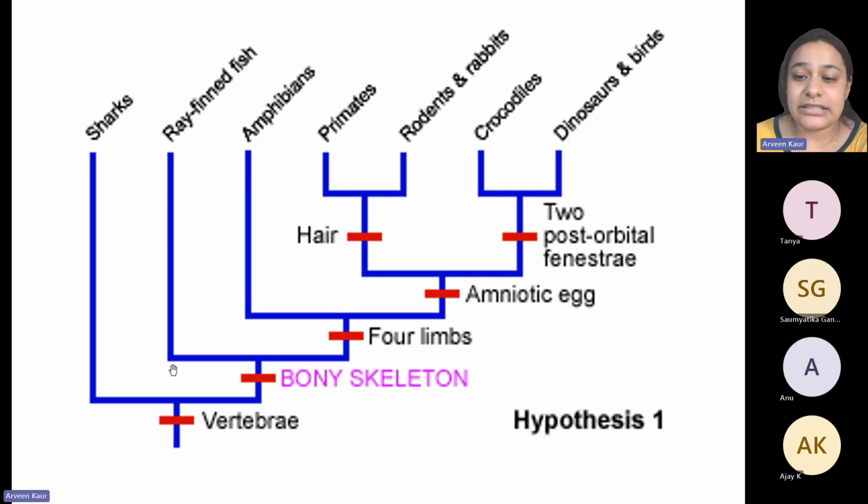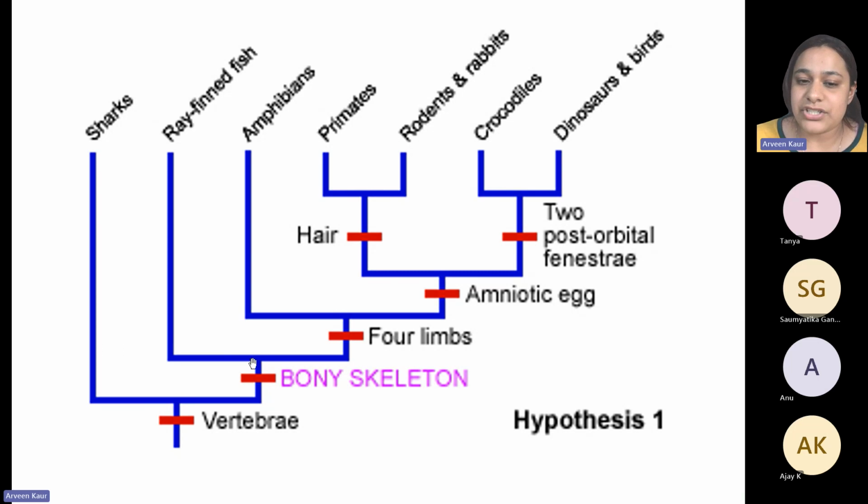Okay. So, in the first hypothesis, they basically said that maybe there was a vertebrate, right? From this vertebrate, two branches arose. One branch led to sharks, which have a cartilaginous skeleton. The other branch led to all these other animals, which have bony skeletons: ray finned fish, amphibians, primates, rodents, rabbits, crocodiles, as well as dinosaurs and birds. All of them have bony skeletons, while sharks have cartilaginous skeletons.